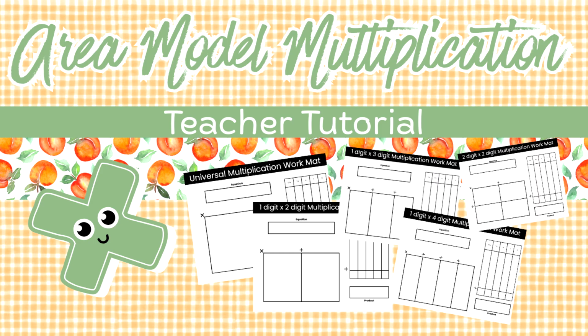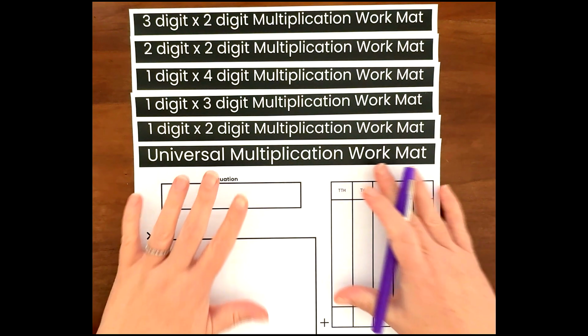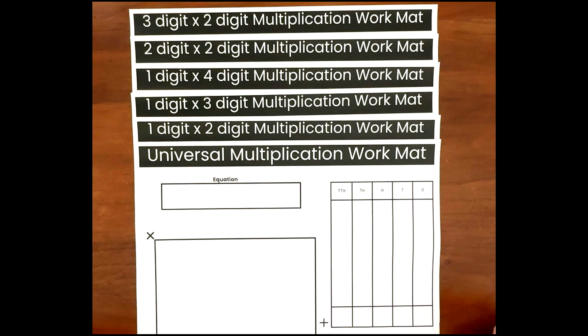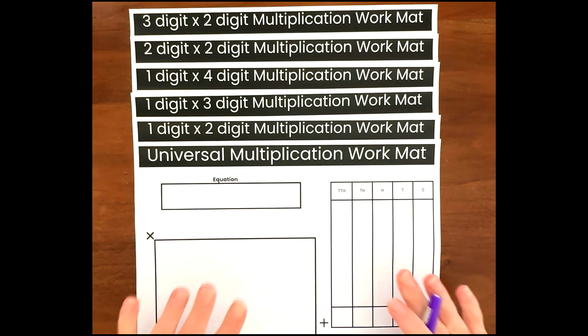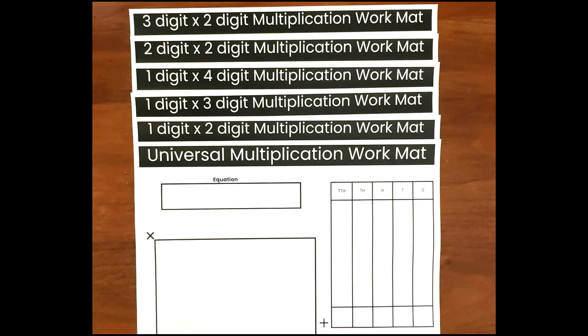Today I want to walk you through one of my absolute favorite tools for helping struggling learners and English learners feel confident with multi-digit multiplication. My area model work mats have been a game changer. When students first see a big multiplication problem and they hit this about 4th grade, it can feel really overwhelming, especially if they do not have mastery of their basic multiplication facts.